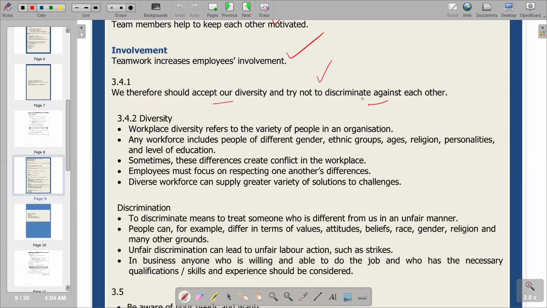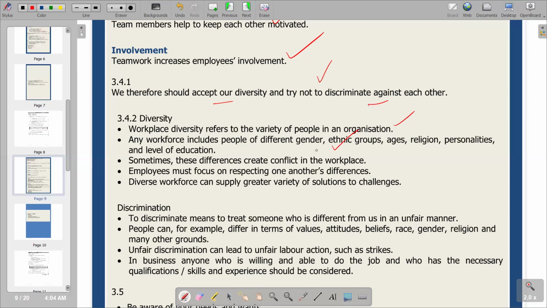So we have this as our first point. Second point is saying any workforce includes people of different gender, ethnic groups, ages, religions, personalities, and level of education. So these are the basis of the level of diversity that we can have in terms of the workers that we have at the workplace. It can be on the basis of the ethnic group or on the basis of age, we've got the old and the young, on the basis of religion, we've got the Muslims, we've got Christians, we've got the Hindus. Basically, that's what we have, personalities and level of education. So also that's how we can describe diversity.